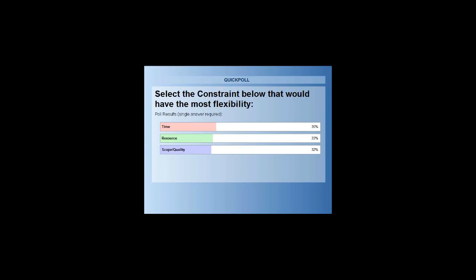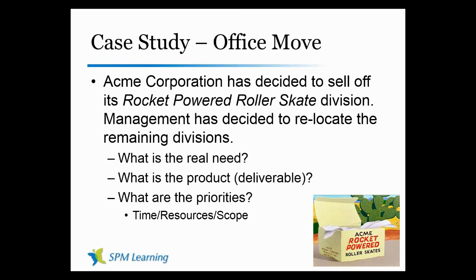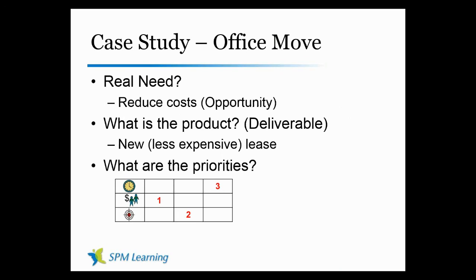So it can be very hard, as you can see, to really nail down what those priorities are. But you really want to have that conversation with your bosses. So the office move. The real need here: reduce costs. It's an opportunity, right? We've sold off a division. We went from 200 staff to 150 staff. We've got extra office space that we're not utilizing, so we have an opportunity to save some money here.